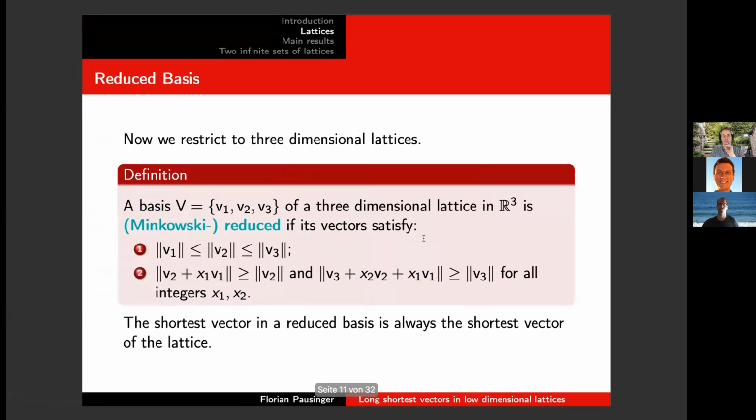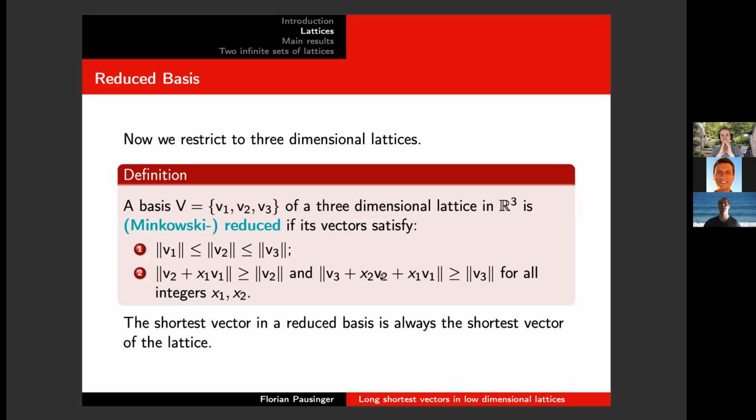Now, in the following, I would like to restrict to 3-dimensional lattices, and a basis of such a lattice is called a Minkowski-reduced basis if it satisfies 2 conditions. So first of all, you can order the length of these vectors, which is not a big deal, but the other condition gives you certain inequalities on the length of the vectors.